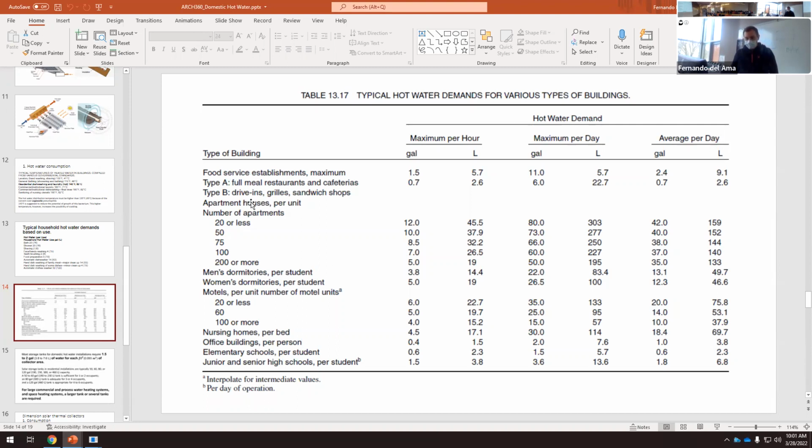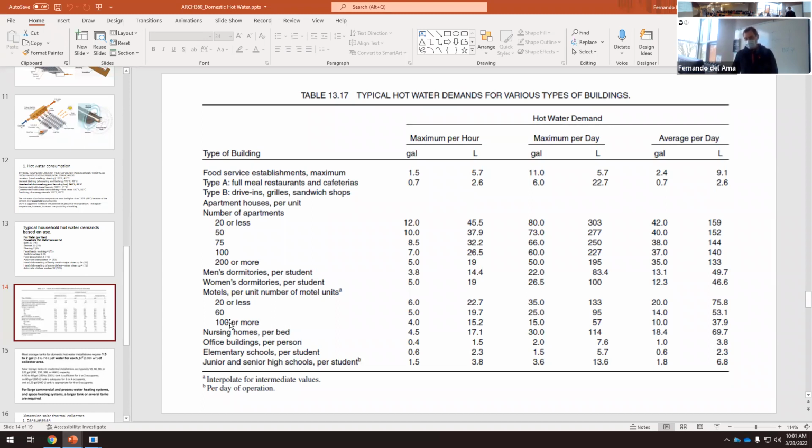This is the average per day in food service, in restaurants, in apartment houses. In apartment houses per unit, it depends on the number of apartments. Usually, the more apartments, the less water we use per apartment, because probably not all the apartments are occupied at the same time. If we have 20 or fewer apartments, we are using 42 gallons per day. If we have 200 or more, we are using 35 gallons. So something from 30 to 40 in apartment buildings is good.